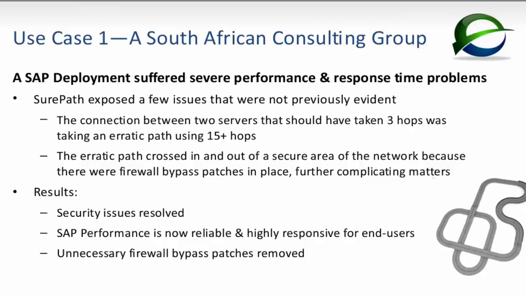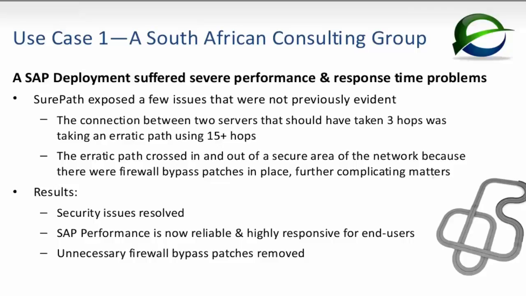They were evaluating both Entuity and SurePath at the same time, and found that when they started tracing the traffic between two key SAP servers, what should have been a 3-hop connection between these two servers ended up being 15 or more hops in an erratic, ever-changing path. Now, this obviously raised immediate concerns, not least because when they looked in more depth, the path was actually going in and out of a secure area that it should never have been in the first place.